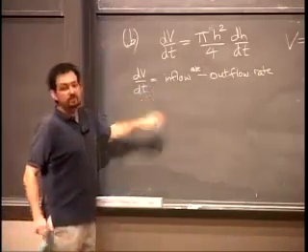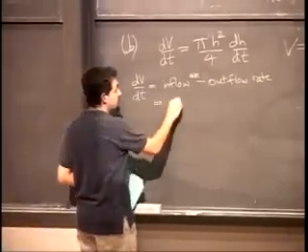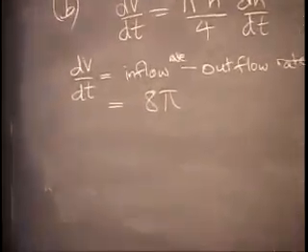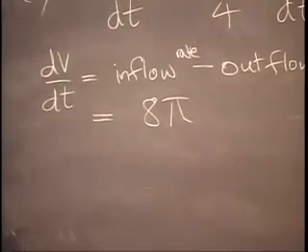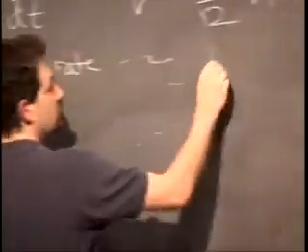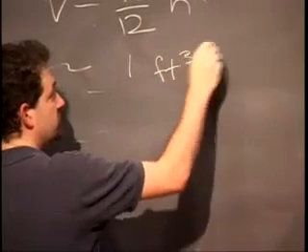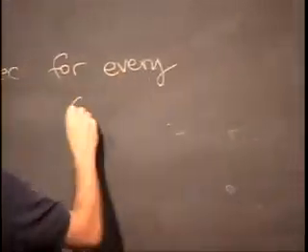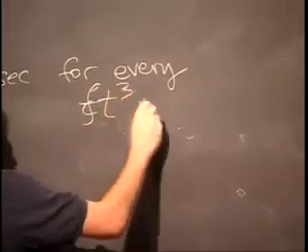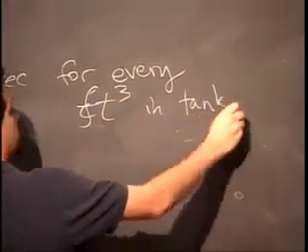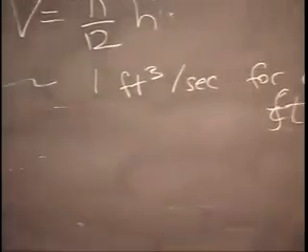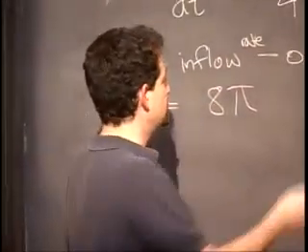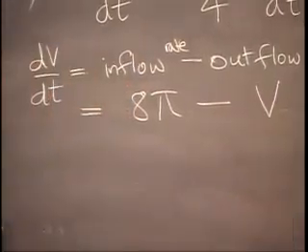Okay, so what's the inflow rate? Well, we still have 8 pi coming in. How about the outflow rate? Well, the outflow rate, remember, this is 1 cubic foot per second for every cubic foot in the tank. So how many cubic feet are in the tank? Well, V. So we have 1 V.